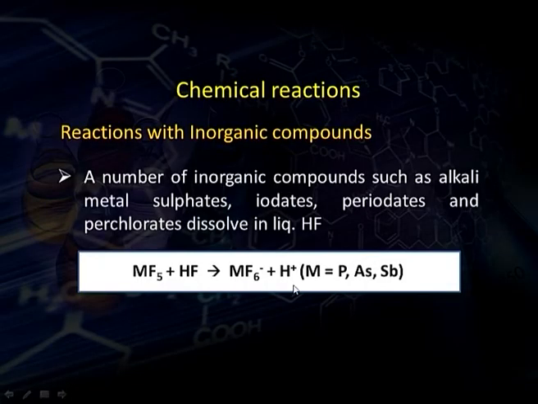Reactions with inorganic compounds. A number of inorganic compounds such as alkali metal sulfates, iodates, periodates and perchlorates dissolve in liquid hydrogen fluoride. Like in this reaction we have MF5, where M can be any metal, or not exactly a metal, it can be a non-metal also, like phosphorus, arsenic or antimony. When it reacts with HF, it will form MF6 minus plus H positive.